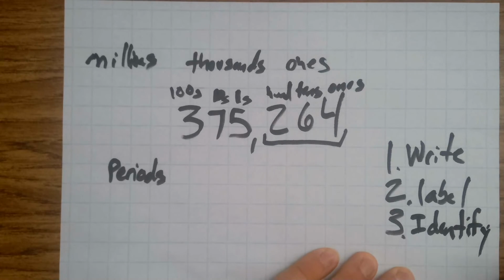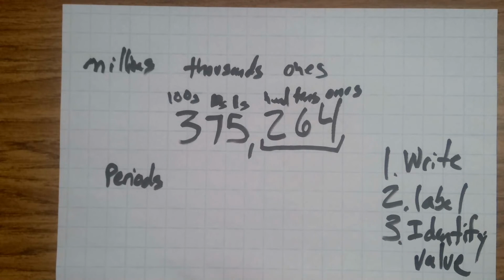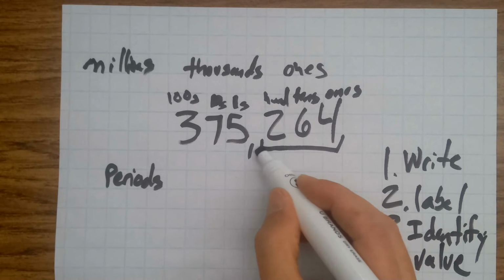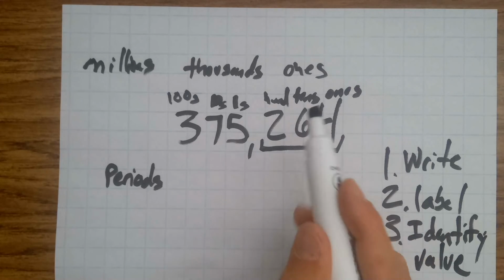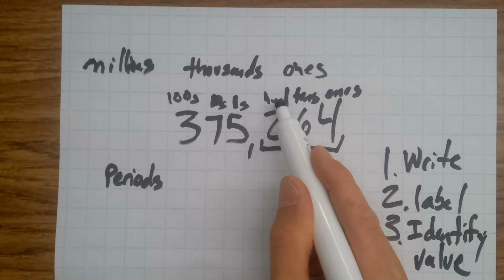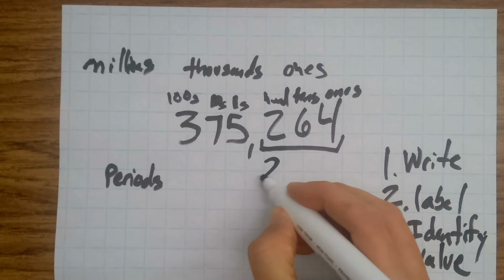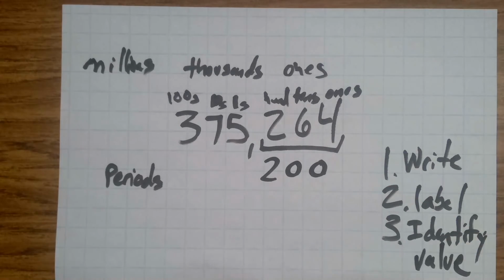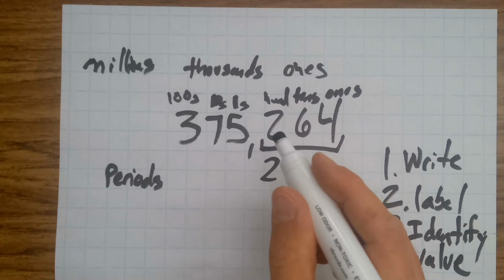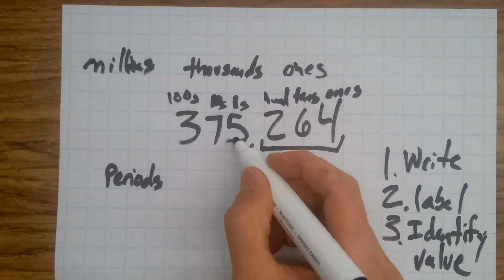What am I identifying? I am identifying the value of the digit. So let's say you get a problem with this number and it says, what is the value of the 2 here? Well, the place value is the hundreds. It is in the hundreds place value, but the value of this 2 is 200. And the easiest way to identify your value is to find whatever digit they're asking you to identify the value of, and go below where you've written the number.